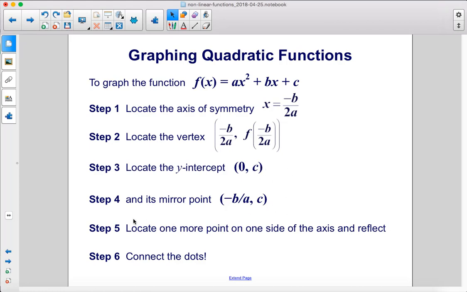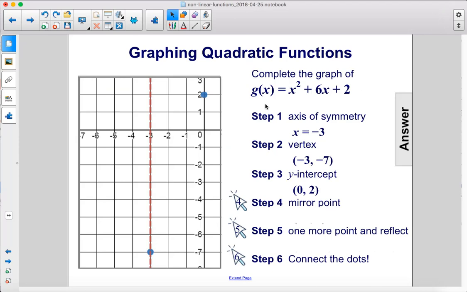Step 4, then we find the mirror point, so we mirror that point across the axis of symmetry, and that coordinate will be negative b over a, c. Step 5, locate one more point on one side of the axis and then reflect it across. Step 6, connect the dots.